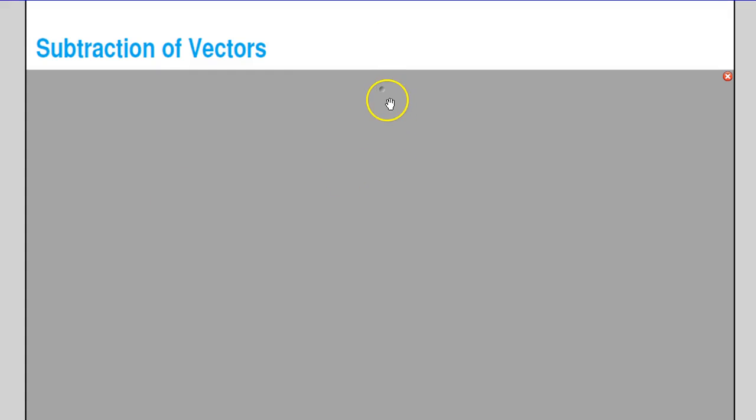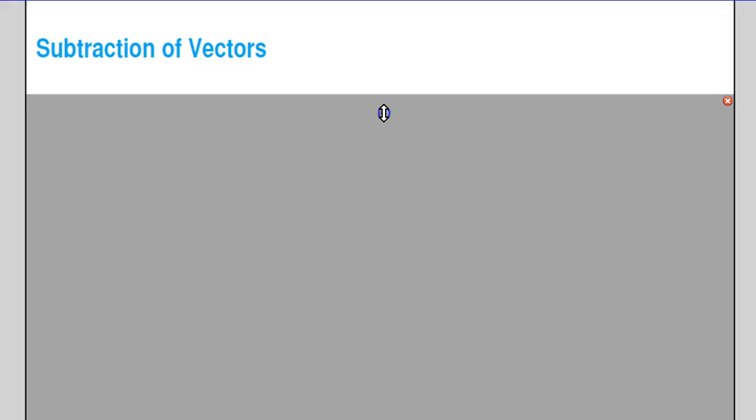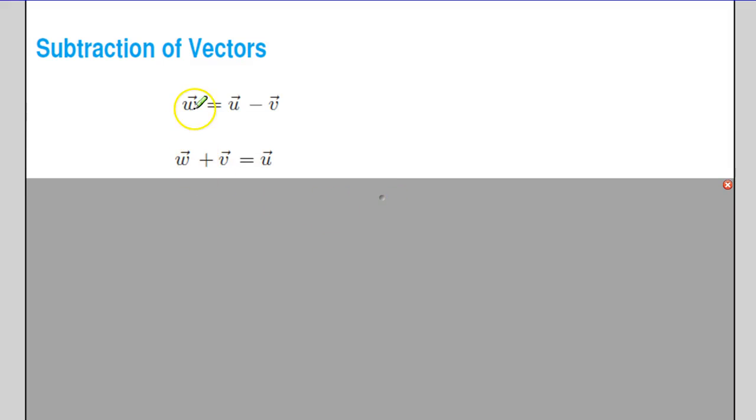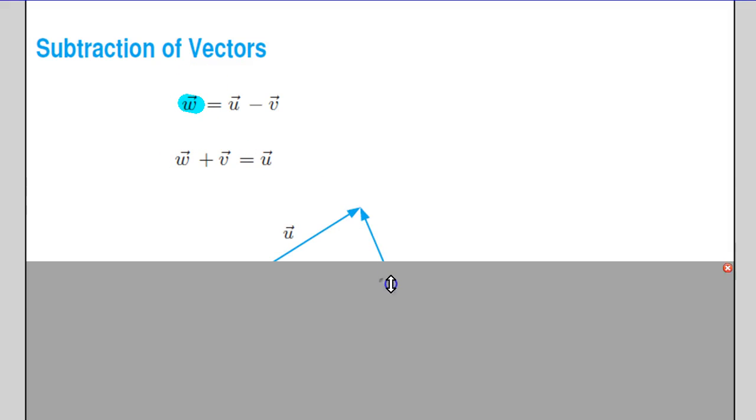Okay, how do we subtract vectors? Well, subtracting vectors is a little bit the same as adding the negative of the vector. So if I say W is equal to the difference of U and V, if I add V to both sides, I get that W plus V is equal to U. So in other words, even though we're not talking about numbers but vectors, what vector do I add to V to get to U? That would be my answer for my subtraction vector.